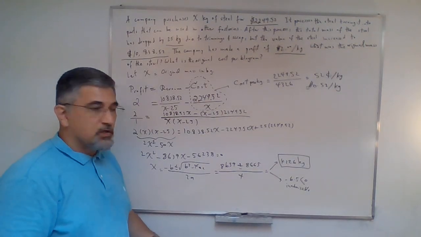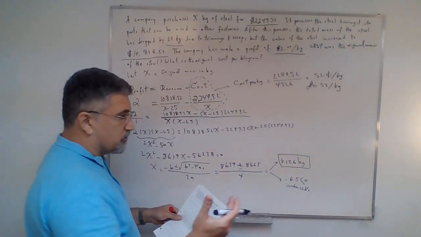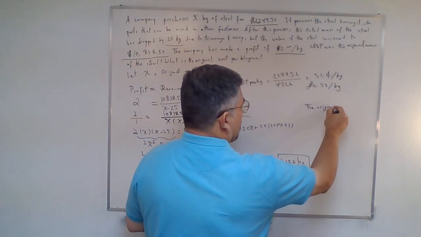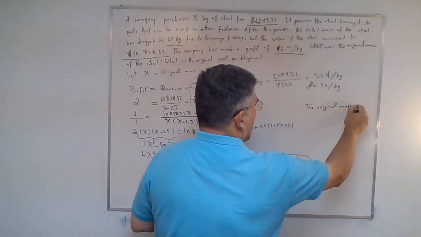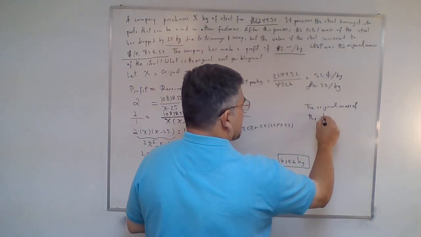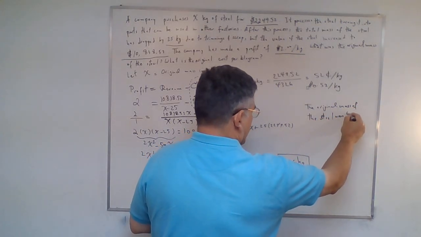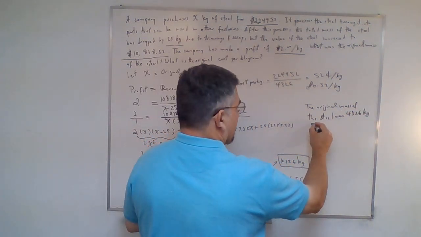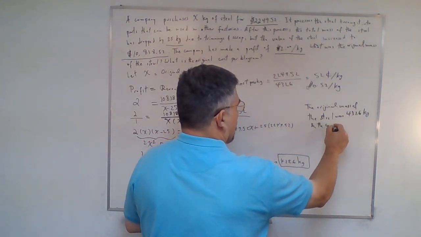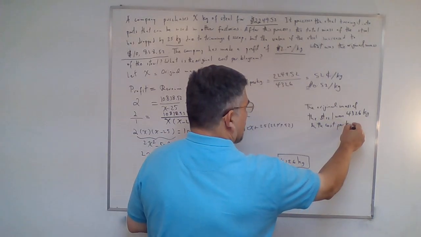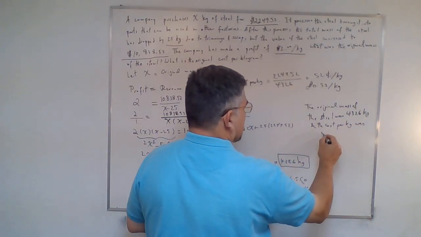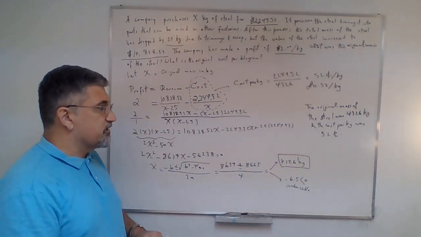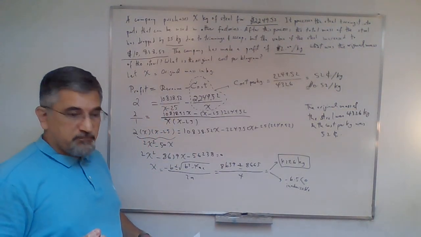We need to write the final closing statement. That's etched in stone. A final paraphrase. So we're going to say the original mass of the steel was 4,326 kilograms. You mention the unit of measurement, and the cost per kilogram was 52 cents. Okay, so that would be our final closing statement.